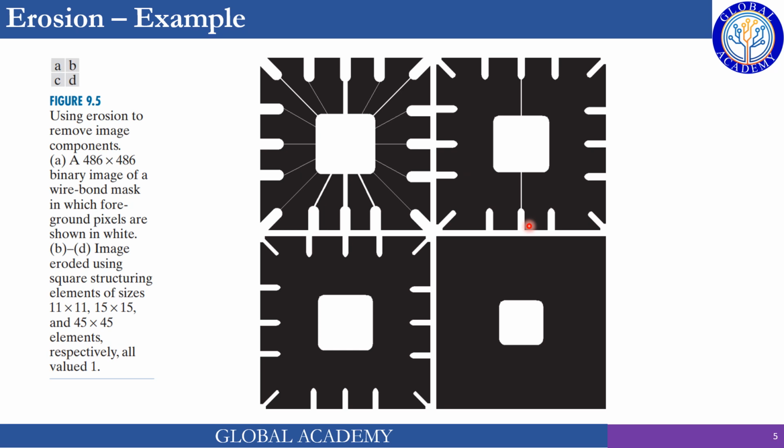This is the original image. It's eroded using an 11 by 11 window square structuring element, and then 15 by 15, and then 45 by 45. This is how we can remove smaller details using erosion.